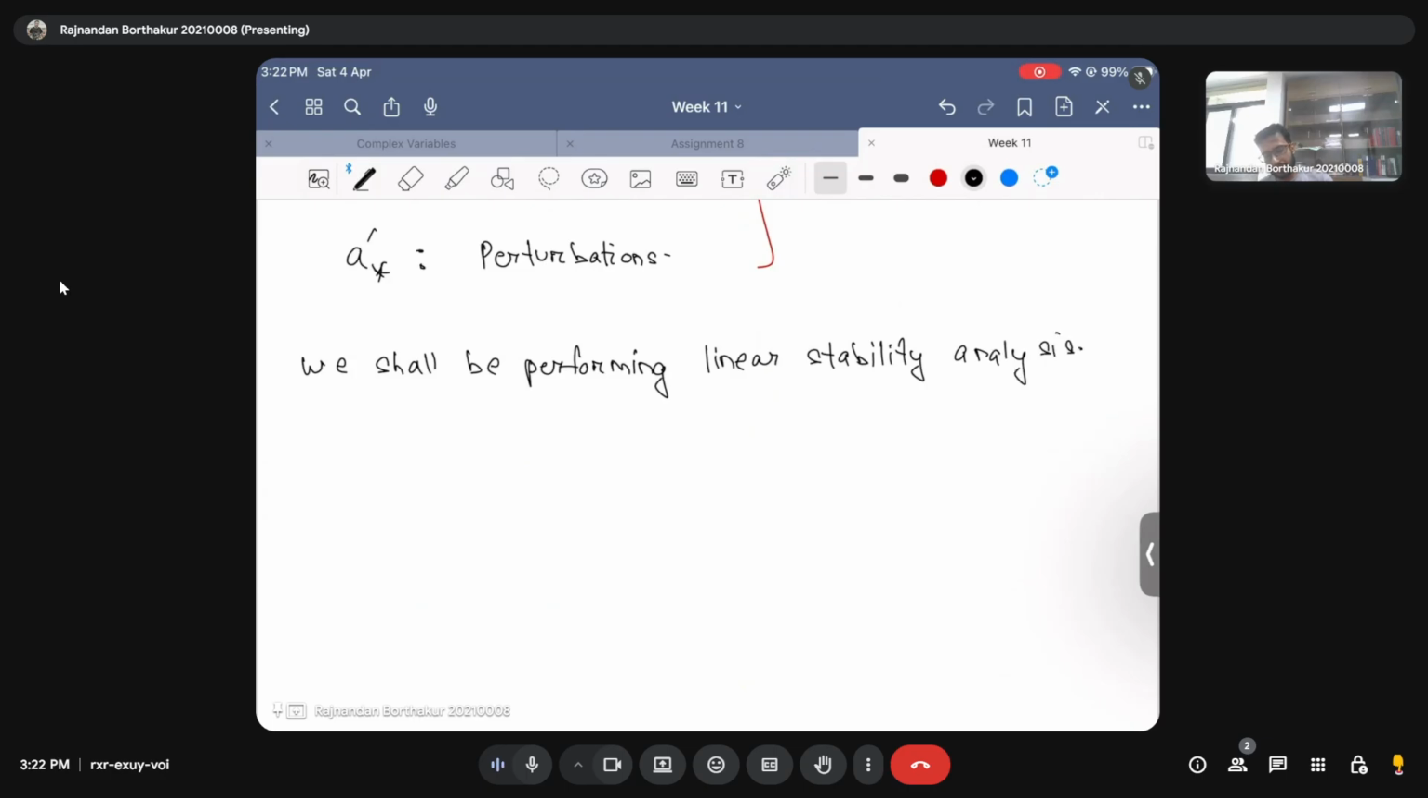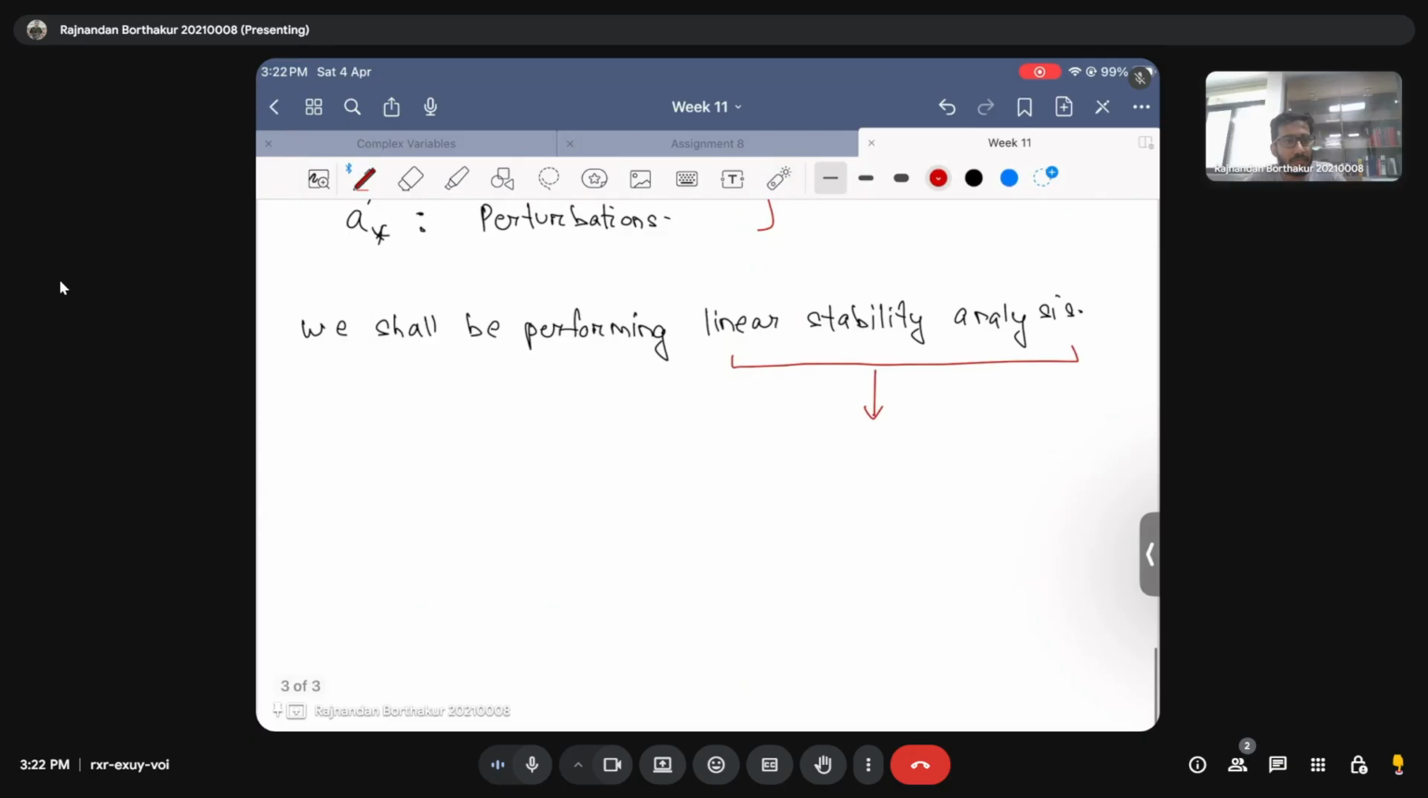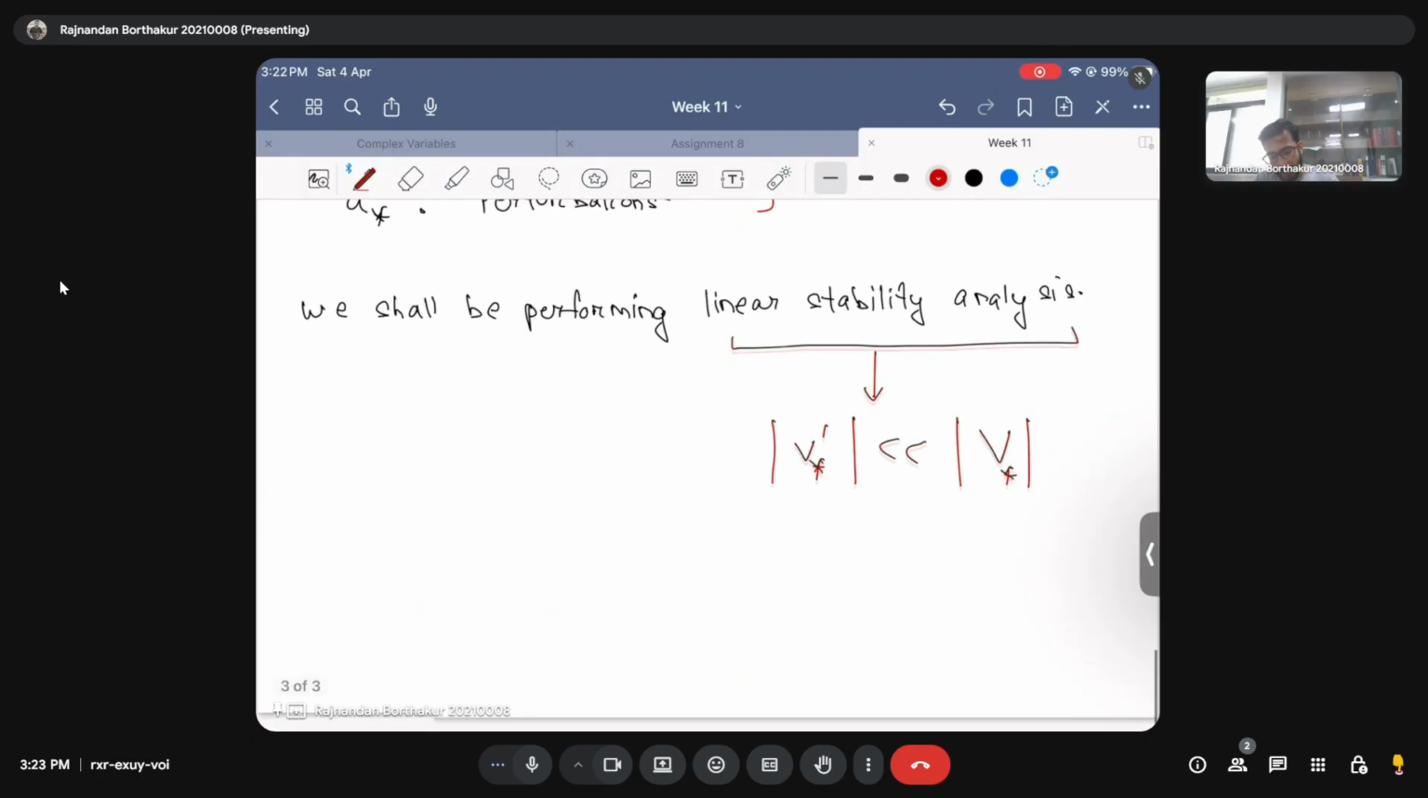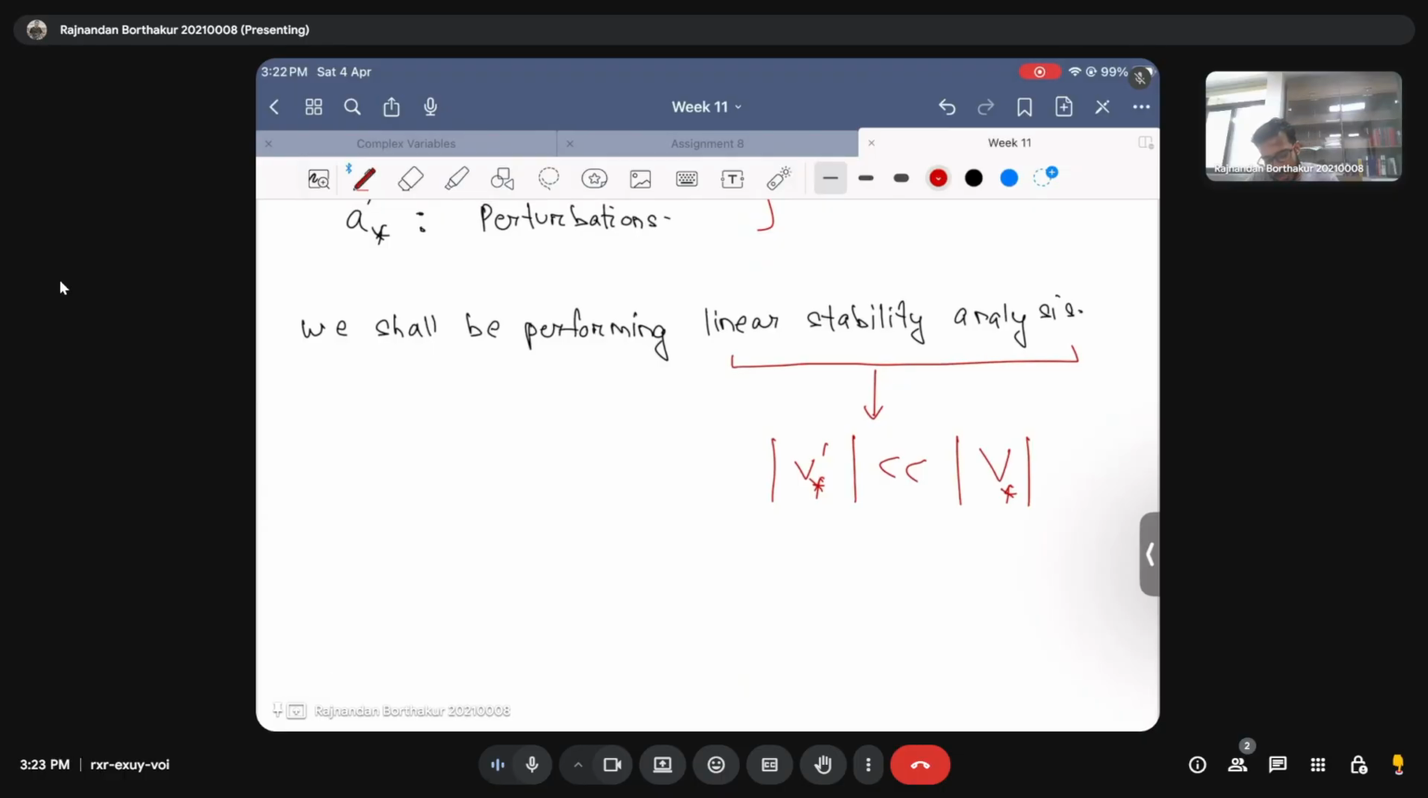Okay, so what it means is that by the word linear stability analysis, the magnitude of the perturbations is less compared to the magnitude of the base flow. Which means if I, let's say, have a perturbed variable V star prime, the magnitude of this perturbed variable is very much less than the magnitude of the base flow, where the base flows are denoted by capital V. So in principle this condition needs to be satisfied if we are to perform linear stability analysis.